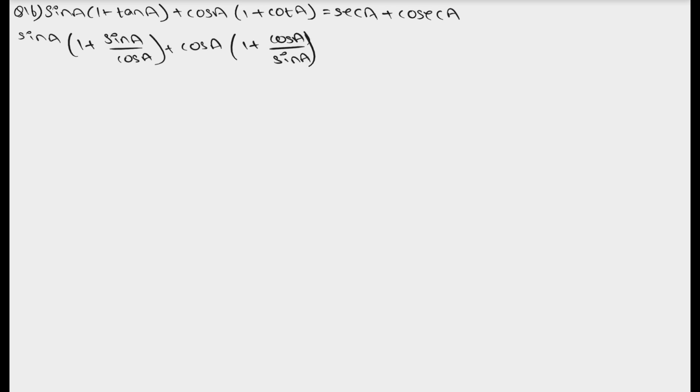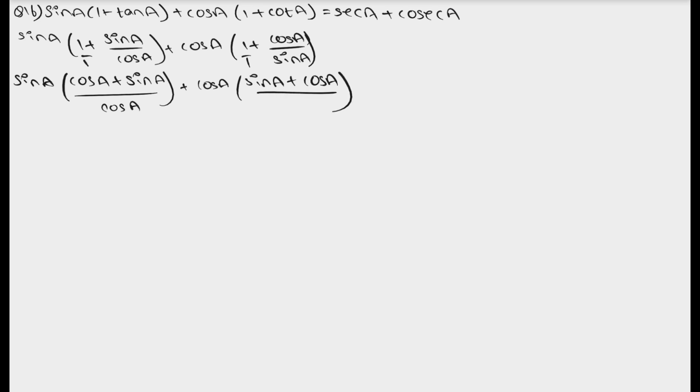Now we need to take the LCM of these two terms separately, and the LCM of the first term is cos A and the LCM of the second term is sin A. We'll get sin A (cos A + sin A) by cos A, plus cos A (sin A + cos A) by sin A. If we observe here, sin A plus cos A is common in both the terms. Let's take it out as common. We'll take out sin A plus cos A.